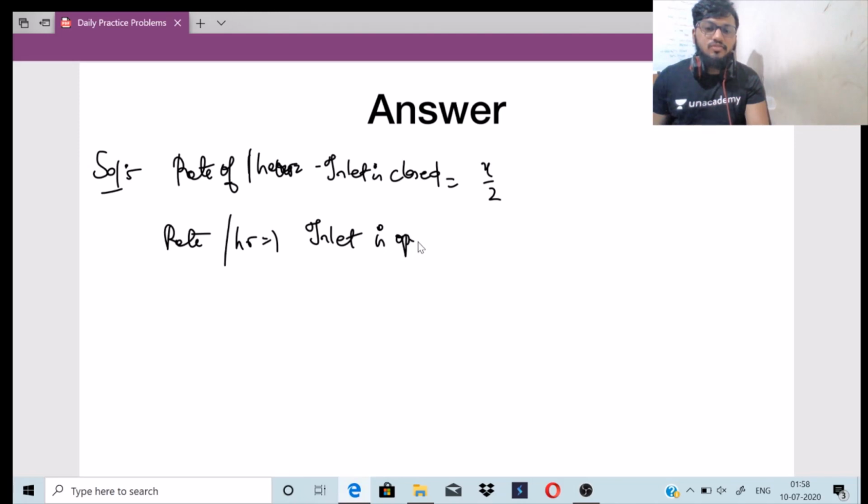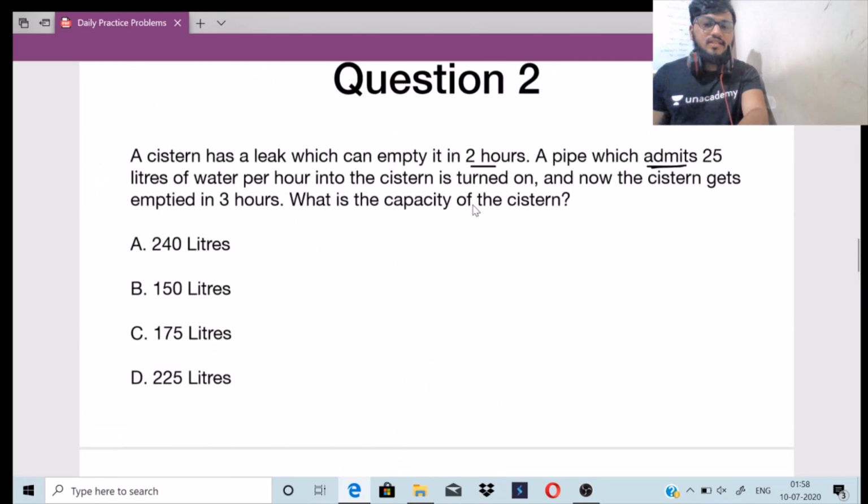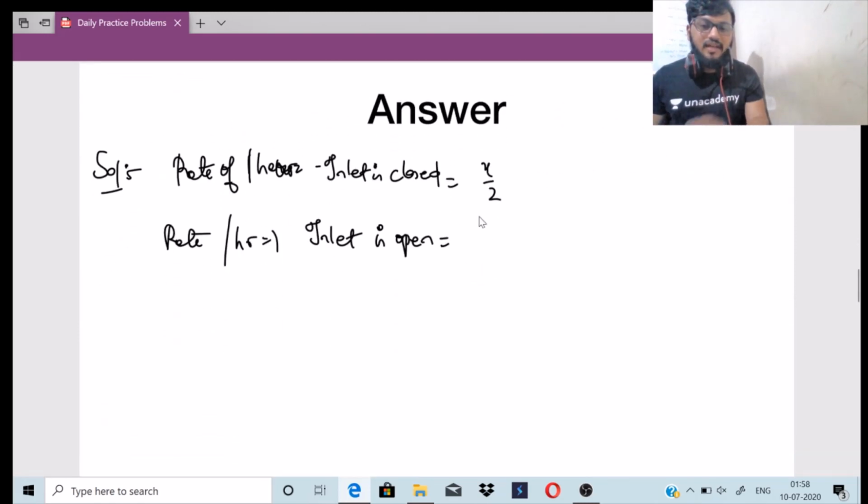When the inlet is open, right? When the inlet is closed, it is x by 2. When 25 liters of water is admitted, this becomes x by 3. X is the rate we have to find out, by 2, 2 hours time दिया है, तो हमें ये x find out करना है, x divided by 3, right?